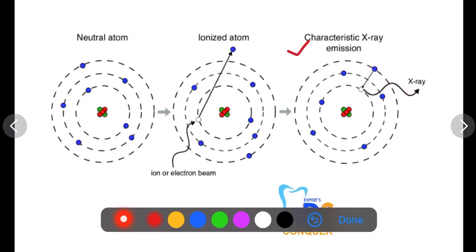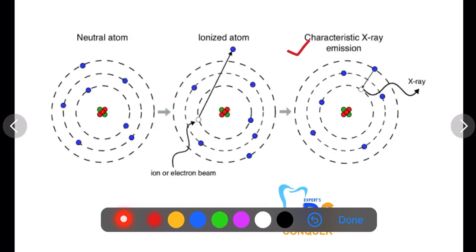So why is it called characteristic radiation? Because it is characteristic for that particular atom. Here tungsten is being used, and the orbitals of tungsten remain the same. So the X-rays produced by the tungsten atom, or the target made up of tungsten, are characteristic for that particular atom, because it happens within the atom itself. That's the reason the name characteristic radiation is given.